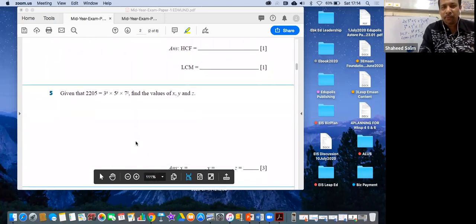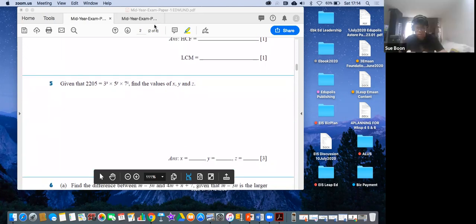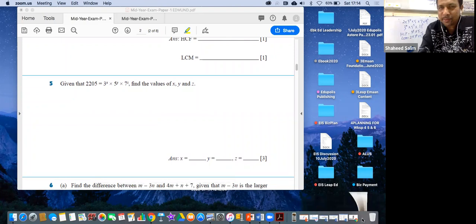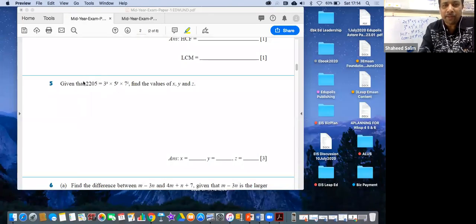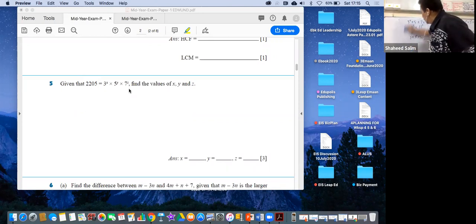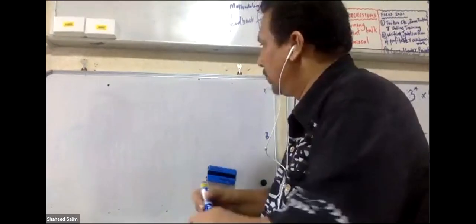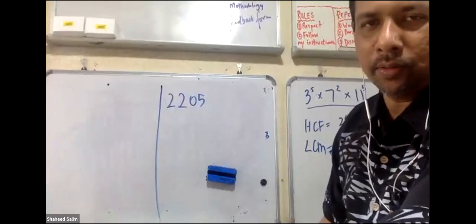Now this one. They ask you to find... Sorry, I have not seen your answer. Your answer is, can you do this next one? So, this is equals to this. Now, what you need to do? You need to do this, 2205. You have to do this until you get 1. You know what to do?